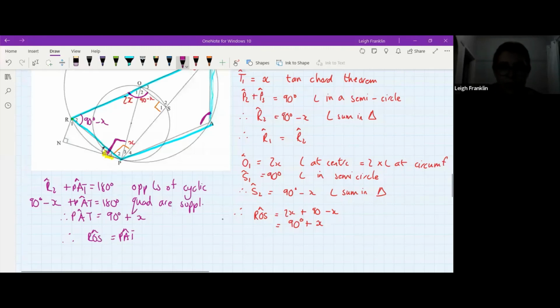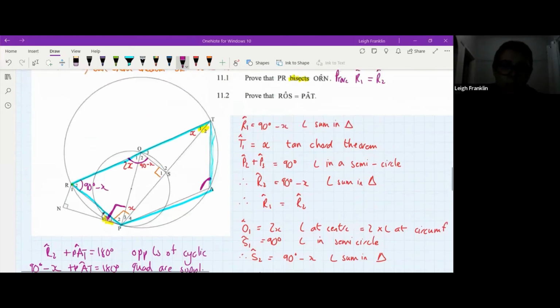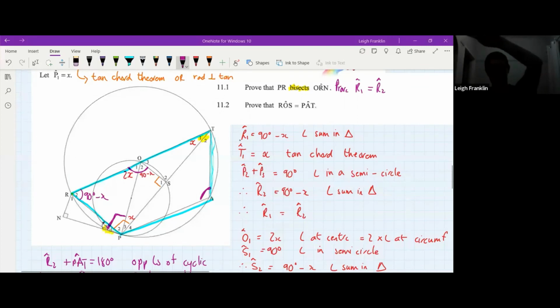So let's go back and see if we can answer these. How is O1 equal to 2x? So Jordan, angle at center is twice angle at circumference. The angle at the circumference is T1. If you put your fingers at R and at P, the angle at the center is O1. Go back to R, go back to P, and now follow R and P through to T1. So that's why O1 is 2x, because angle at center is twice angle at circumference.